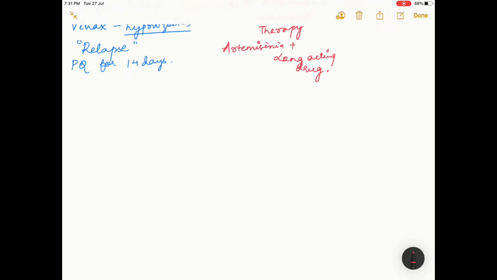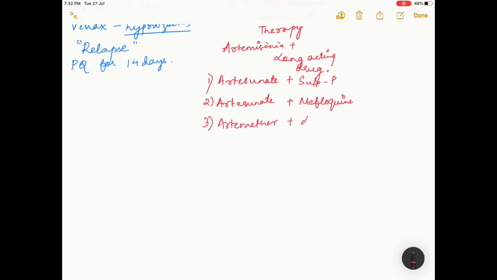So it can either be artesunate plus sulfadoxine-pyrimethamine combination, or artesunate plus mefloquine, or artemether plus lumefantrine. Either of these 3 for 3 days.